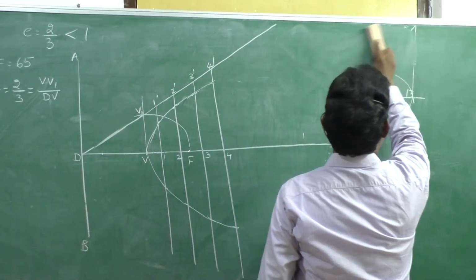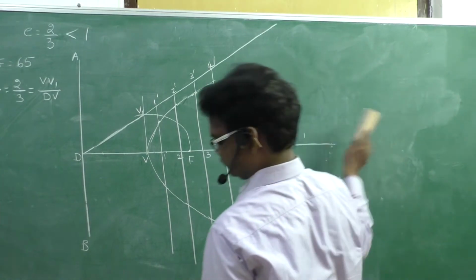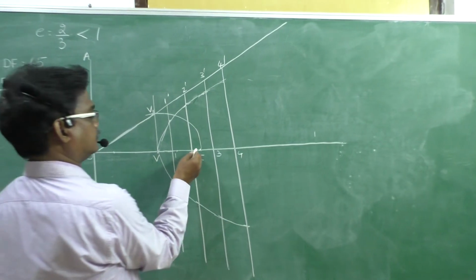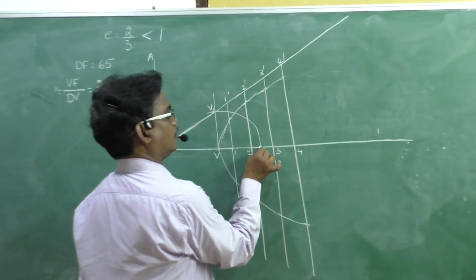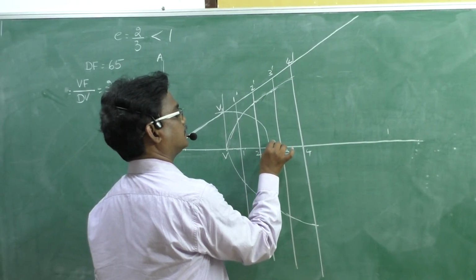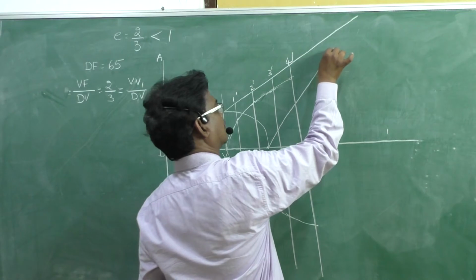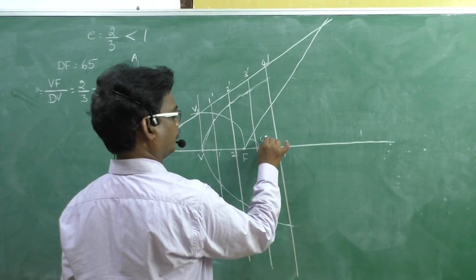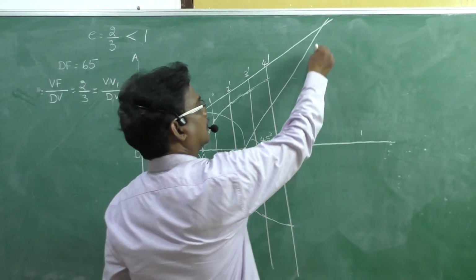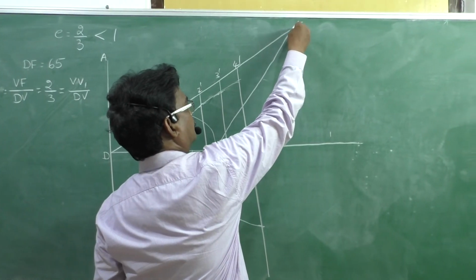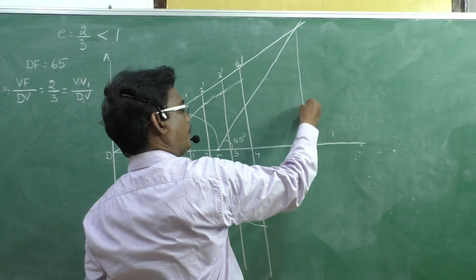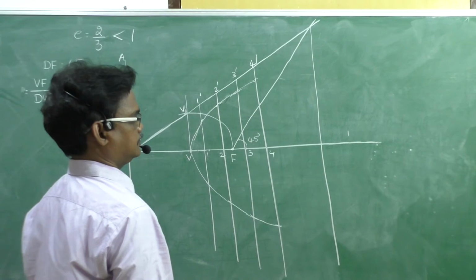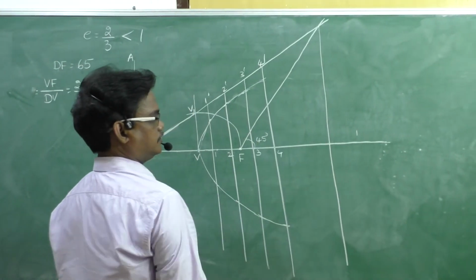Now we will go. See, draw a 45 degrees line from F. Draw this line. And we got an intersecting point here. And draw a perpendicular line to the axis. Right? Now, this is the end point.